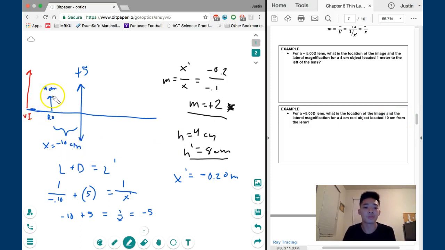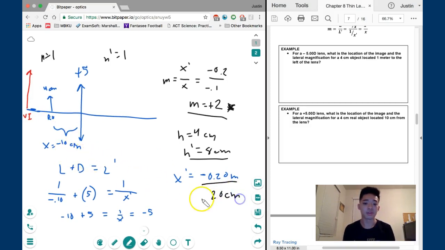The object has a height of 4, so then you do L plus D equals L prime again. So this N is 1, you can call it N prime also 1. 1 over minus 0.1 gets you minus 10 vergence, plus 5. And so what do you get? X prime is minus 0.2. And so that's 20 centimeters to the left of the lens, right? So that's double the distance of where the real object is.